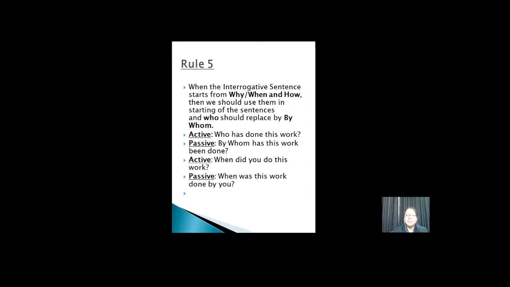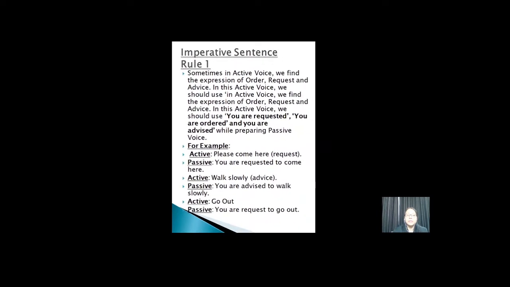Who has done this work? Passive voice: By whom has this work been done? When did you do this work? When was this work done by you? So now, till here we have done all interrogative sentences.